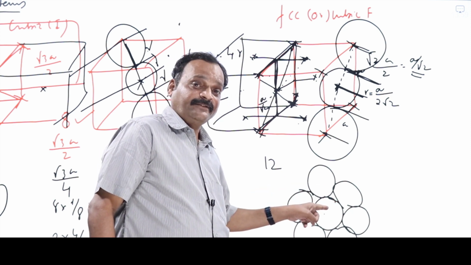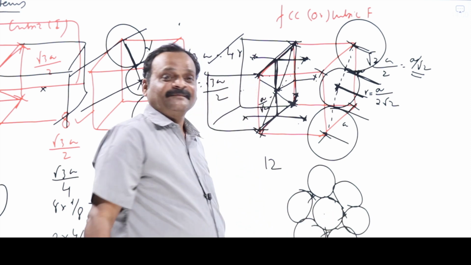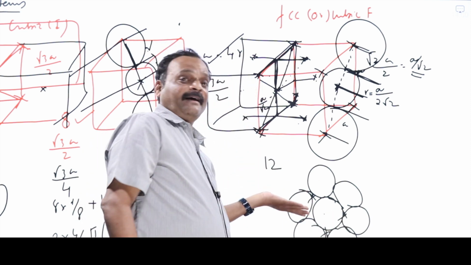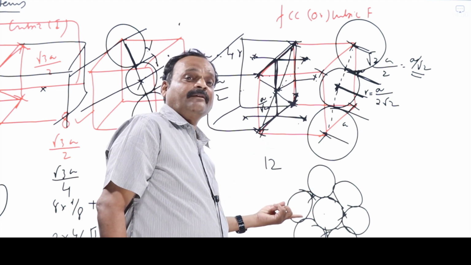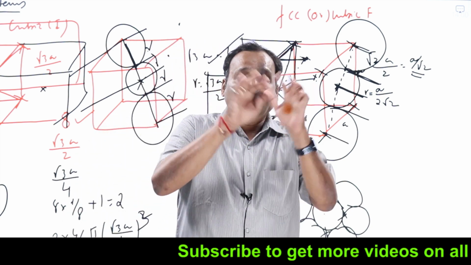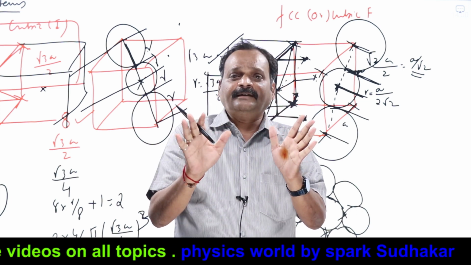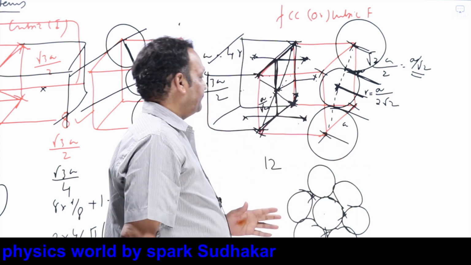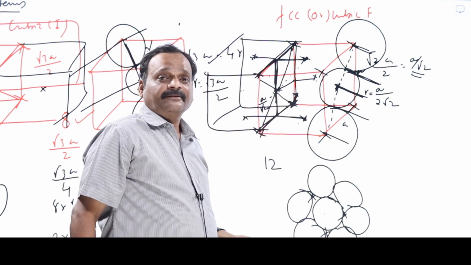But in 3 dimensional space, you can put 3 cricket balls like this on the top. Similarly, 3 cricket balls at the back also. Totally 3 plus 6 plus 3. How many? 12. So one sphere can be touched by how many other spheres of same size? 12. Remember, that is the maximum possibility according to geometry.